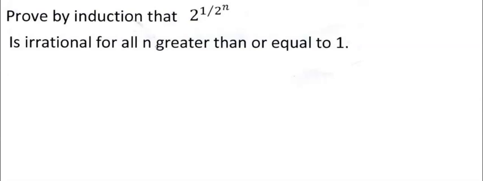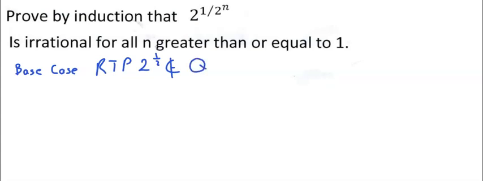And so here we prove by induction that 2 to the power of 1 upon 2 to the n is irrational for all n greater than or equal to 1. We establish the base case. We are required to prove that 2 to the power of a half is not a member of the rational numbers.